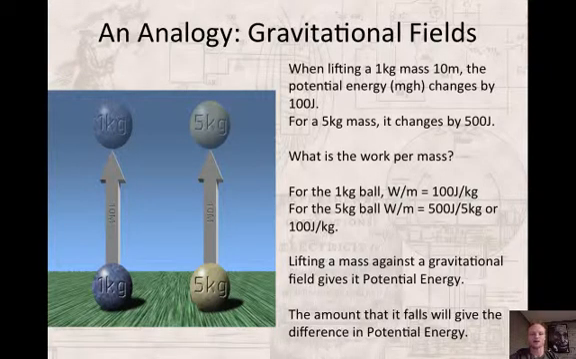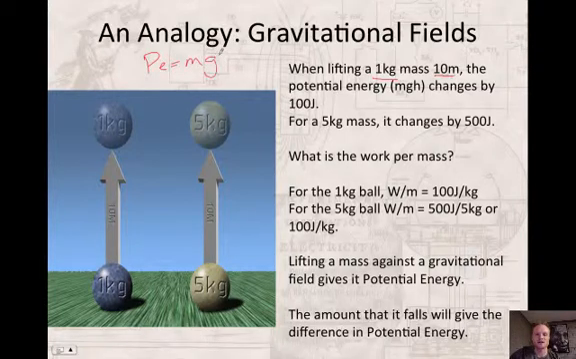Before we start talking about electric potential, I think it's a good idea to look at an analogy that's very equivalent to electric potential, and that's gravitational fields, something you probably learned in first semester physics. So over here I have a whole bunch of text, and basically it says when lifting a 1 kilogram mass 10 meters, the potential energy, which, if you remember from first semester, equals mass times gravity times height, changes by 100 joules, because 1 times 10 times 10 is 100, okay?